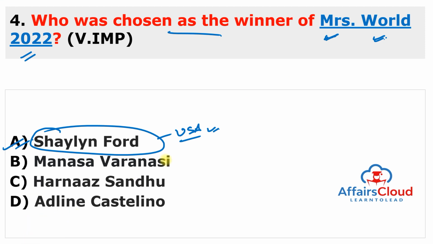But you can also see other options here. The first one is Manasa Varanasi, a very important name here. She recently won the title of VLCC Femina Miss India World. Remember, VLCC Femina Miss India World 2022. Miss World 2020, not 22, 20. Harnaaz Sandhu, very important name.